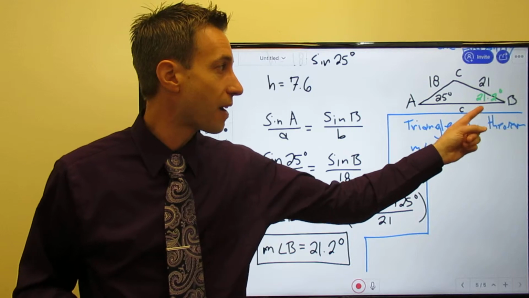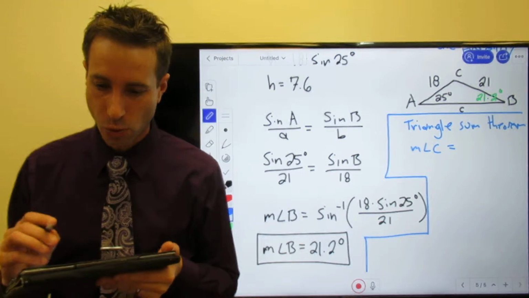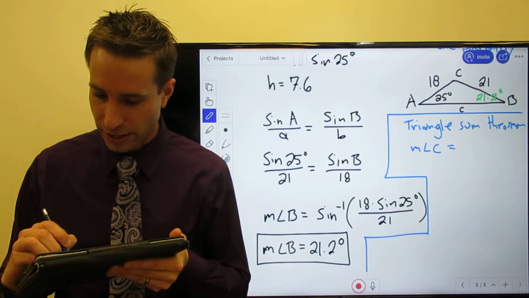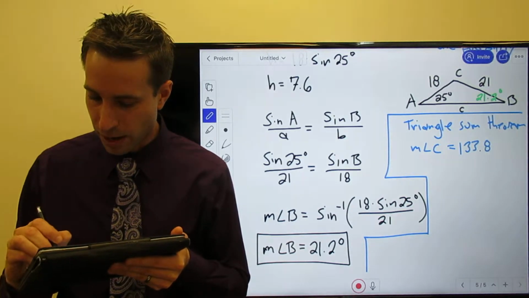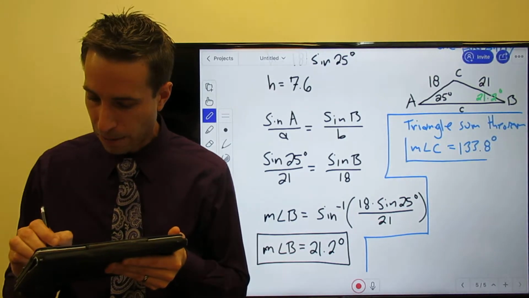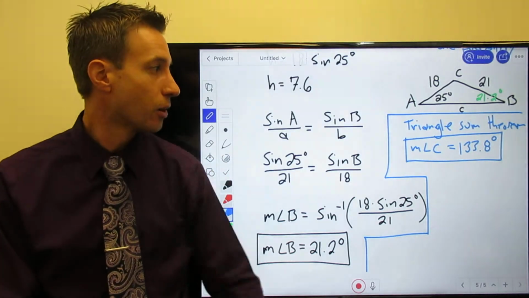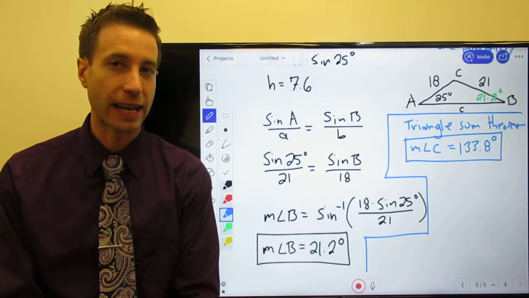You're going to add 25 plus 21.2, subtract from 180. Don't fat finger something on your calculator. You may not even need a calculator to do that. You'll wind up with 133.8 degrees. So, boom, we found the measure of angle C.